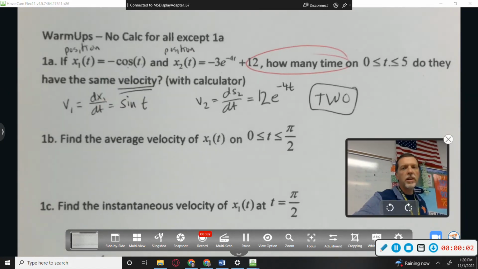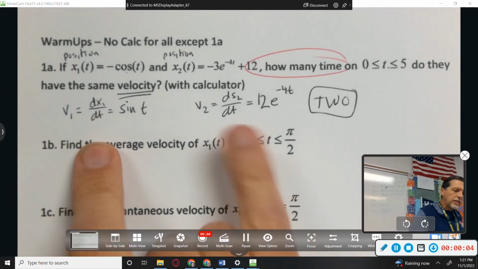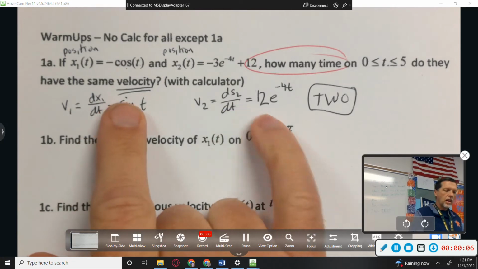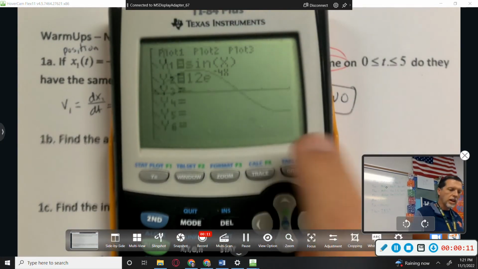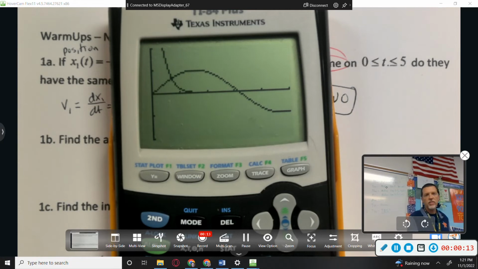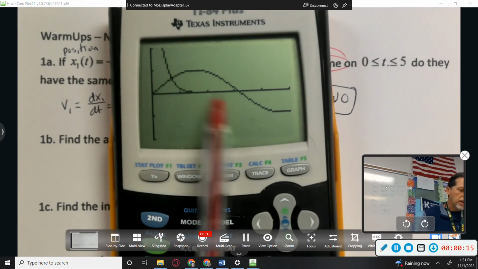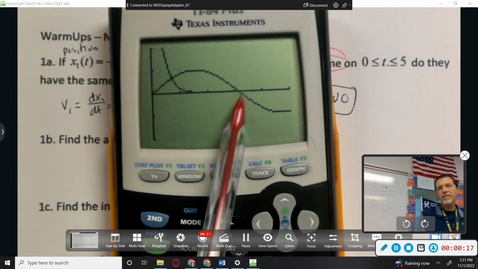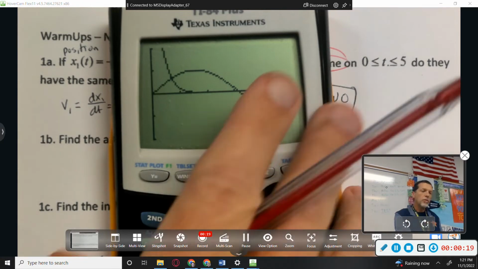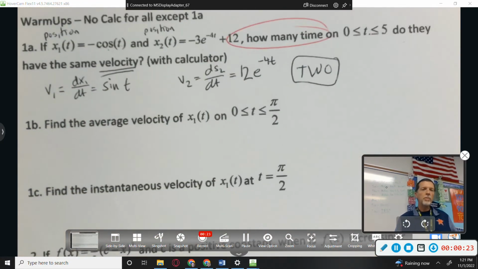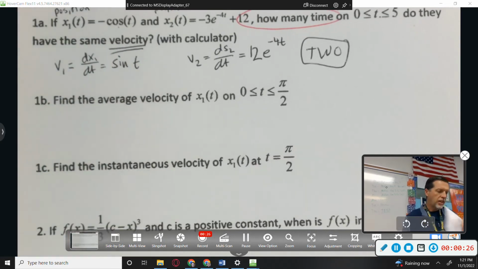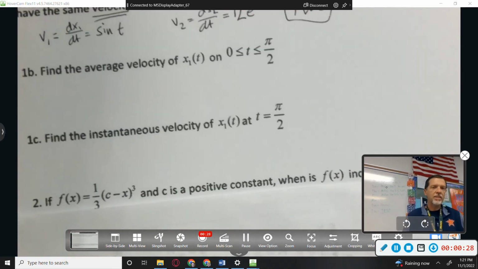So for number 1, you would take a derivative to get velocity. You would graph them both, see what they look like, look for their intersections, and there's one, and then there's another one over there that is kind of hidden. So be careful, make sure you understand what you're looking at. Okay, 1b, average velocity versus instantaneous velocity.